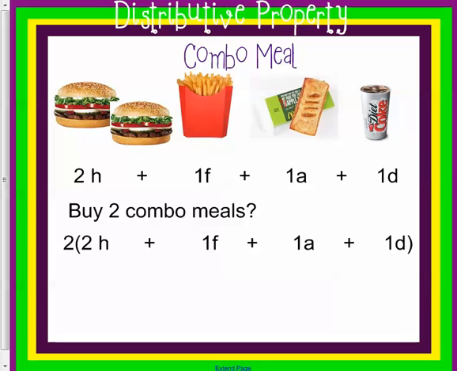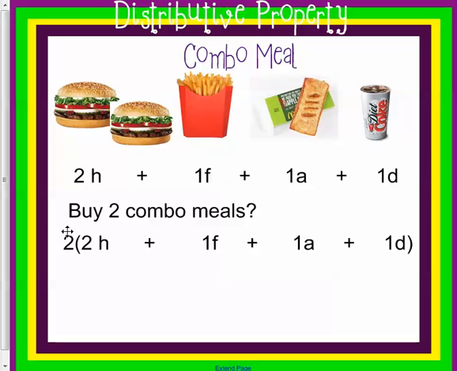Today we're talking about the distributive property. If I go to McDonald's and buy a combo meal and I get 2 hamburgers, a large fry, an apple pie, and a Diet Coke, that right there is all combined into one combo meal. So if I buy 2 combo meals, every single thing gets doubled.